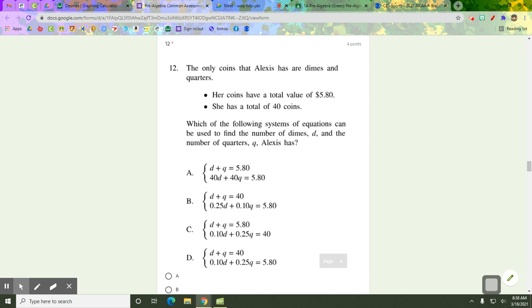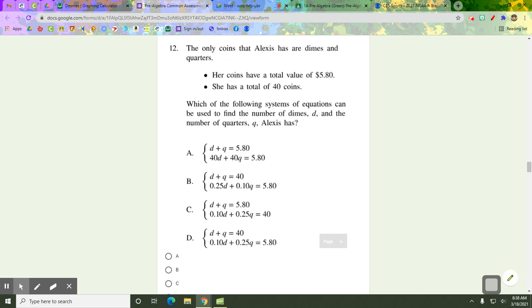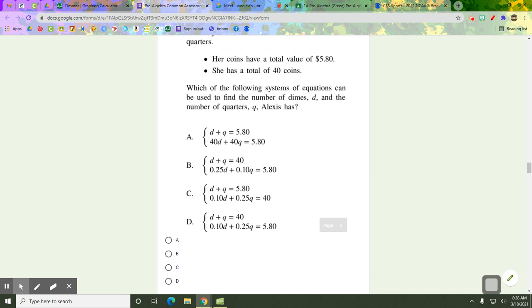The only coins that Alexis has are dimes and quarters. Her coins have a total value of $5.80. She has a total of 40 coins. Which of the following systems of equations can be used to find the number of dimes and the number of quarters Alexis has? This is writing the system from a word problem.